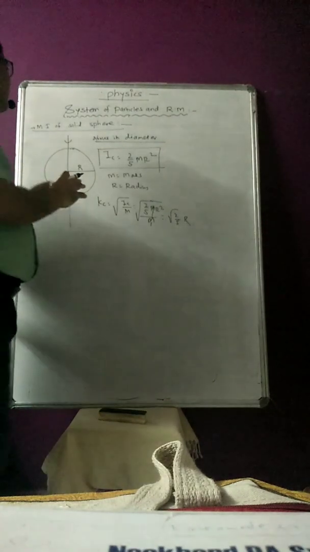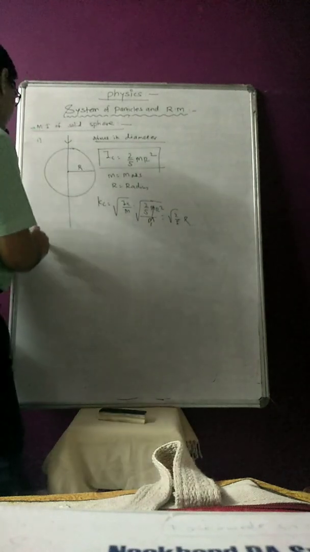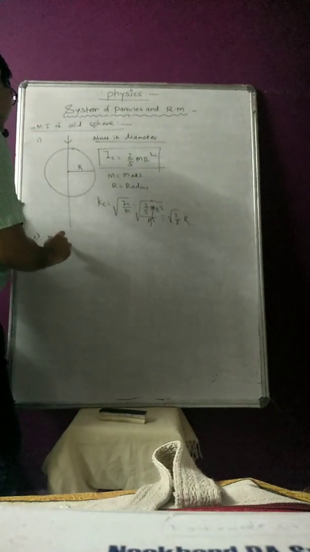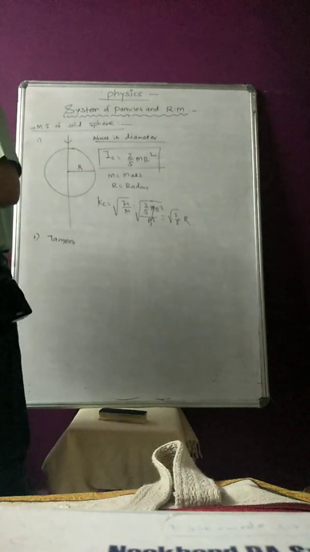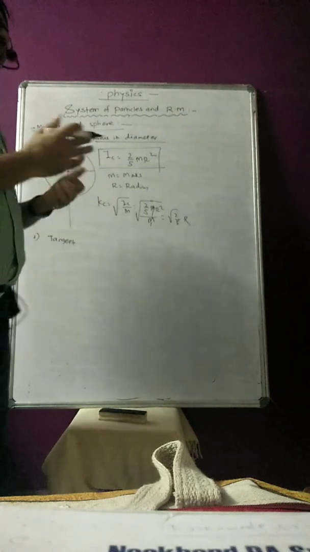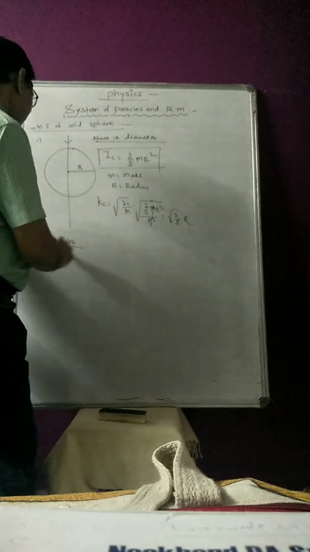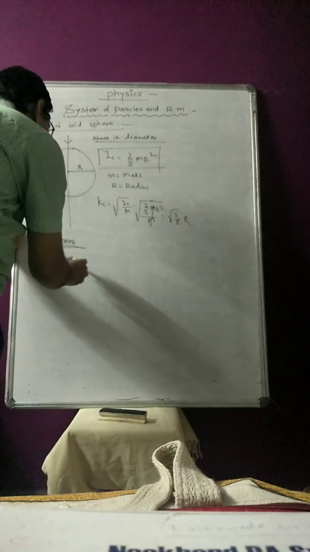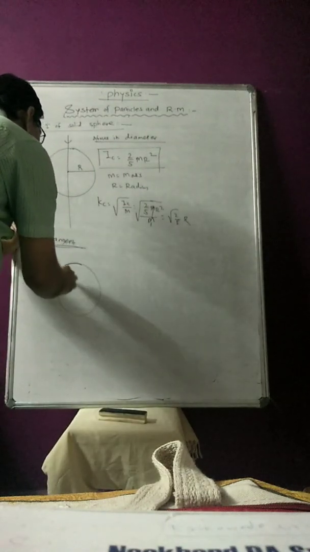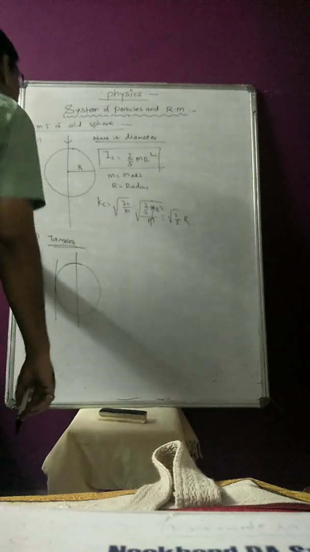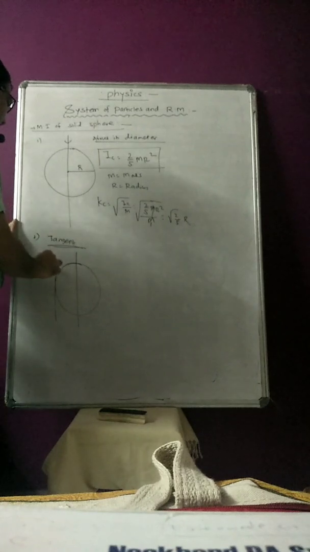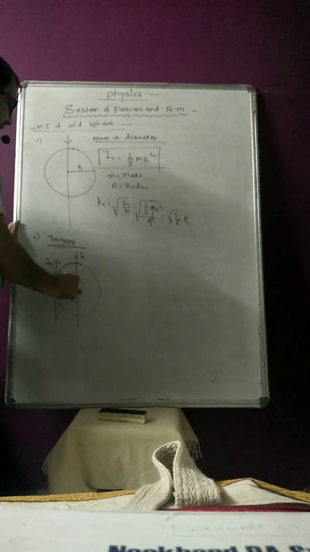Now we want to find the moment of inertia about its tangent. Tangent perpendicular to its plane, or we can say tangent to that plane. Suppose this is the solid sphere, you have calculated about its diameter, and suppose this is the tangent. Now I want to find the moment of inertia about this axis. This is the I_C that we have calculated, and suppose this is the radius.